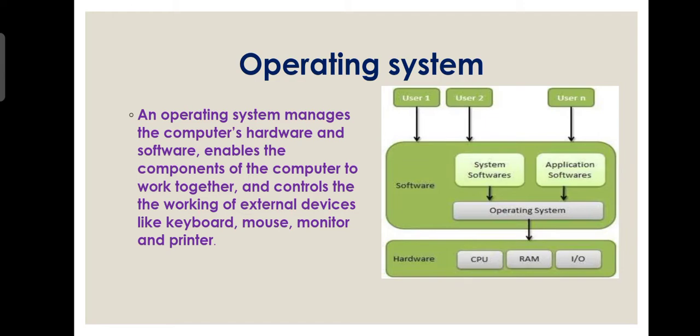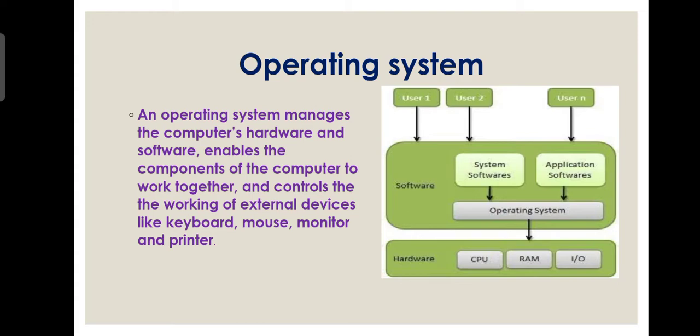So now let's study the operating system. The operating system is very unique. Why? Because it manages the computer's hardware and software both. Like we have studied, system software is a software itself, but it only controls and manages the hardware of the computer. But the operating system controls the hardware and software both of the computer. That's why it's called unique.